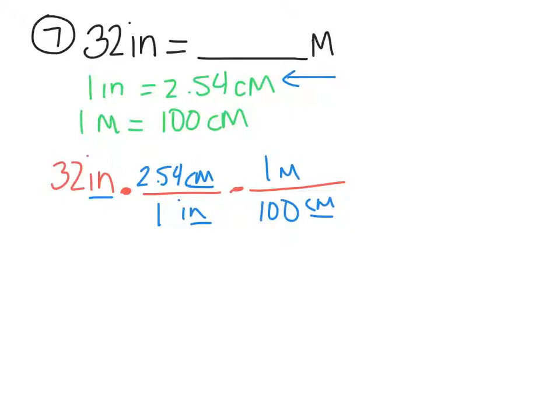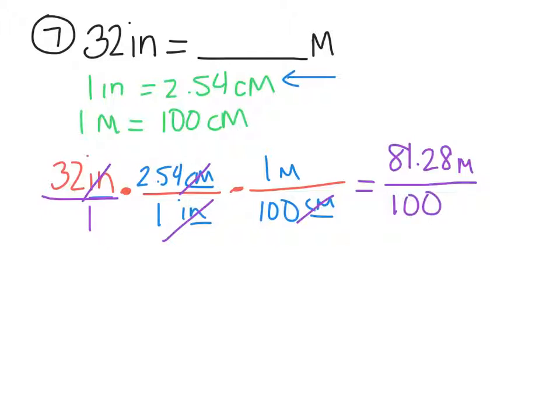All right, the next thing we're going to do is cancel our units. We're going to make this a fraction first, and we're going to cancel the diagonal units. So the inches cancel and the centimeters cancel, and now we're going to multiply straight across. This is where you are allowed to use a calculator. We have 32 times 2.54 times 1 on the top, and we end up with 81.28 on the top, and we have meters on the top. Then on the bottom, we multiply 1 times 100, and you get 100 on the bottom.